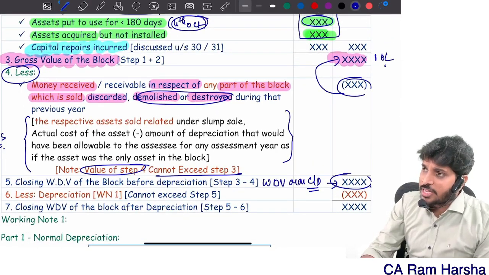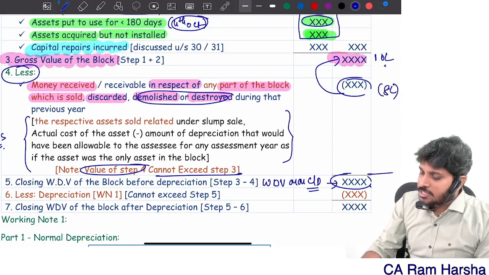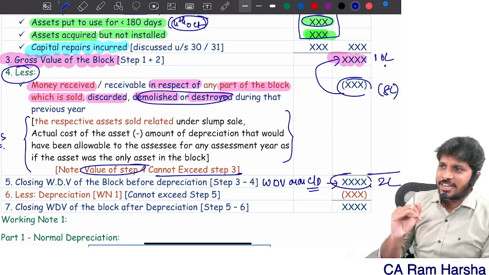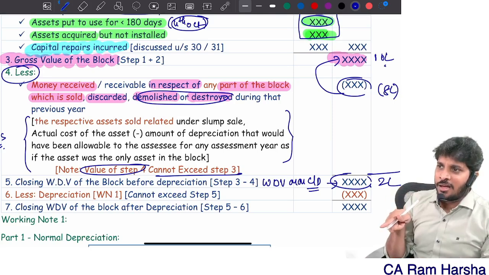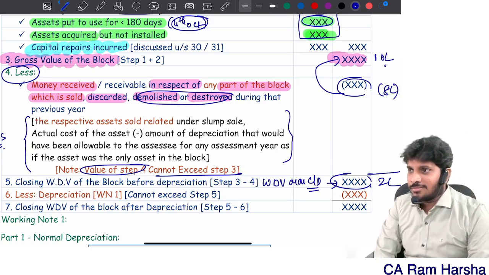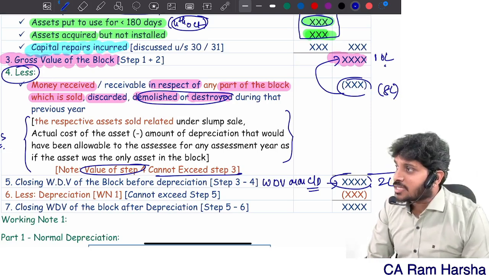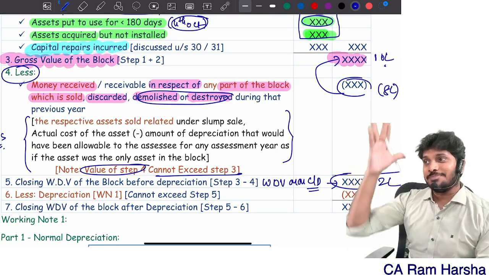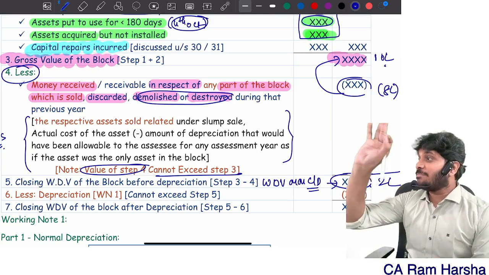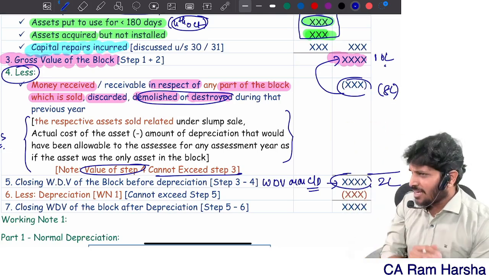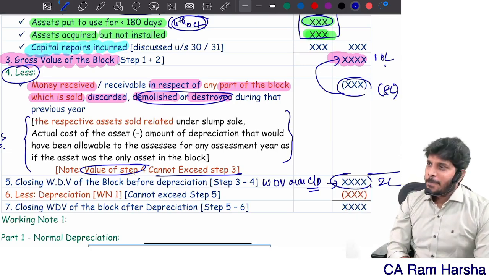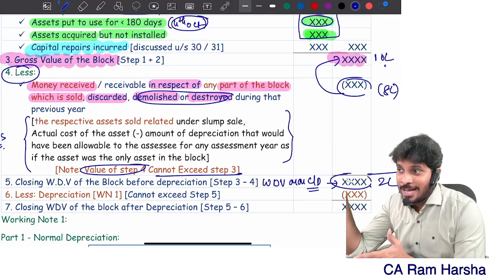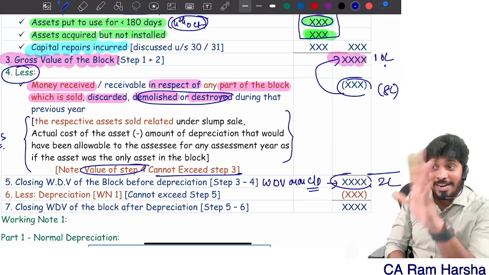Part of a block only I sold for 8 lakh. How much is the balance value? Block is there right now. Value is there. Calculate depreciation. What about 2 lakhs? Short term capital loss? No depreciation. Sorry. Depreciation, no short-term capital gain, but only depreciation.